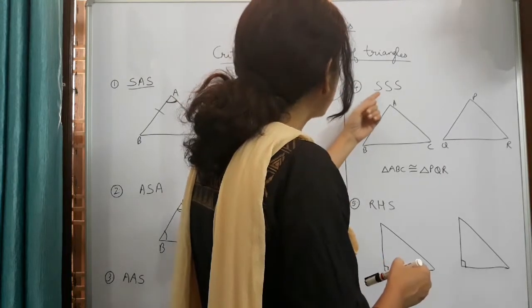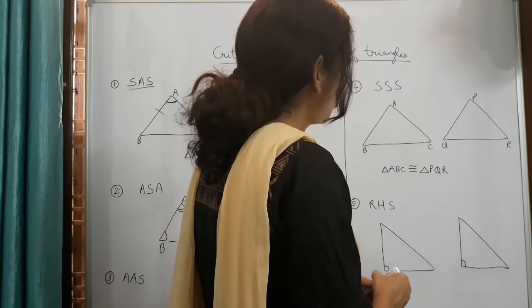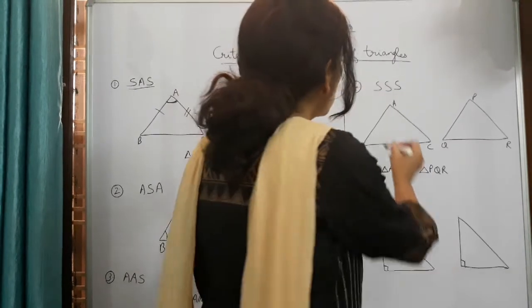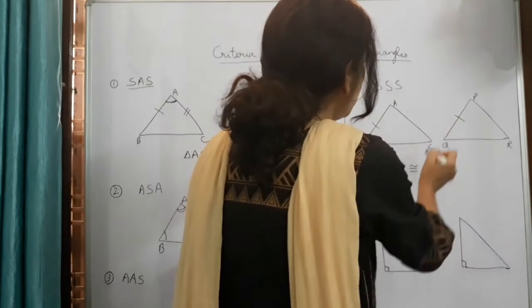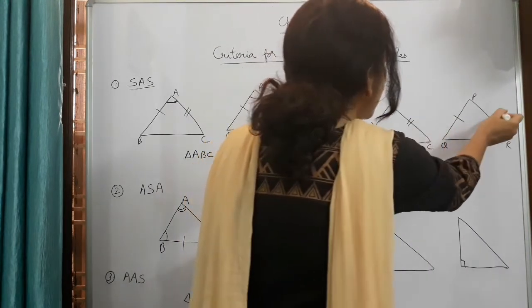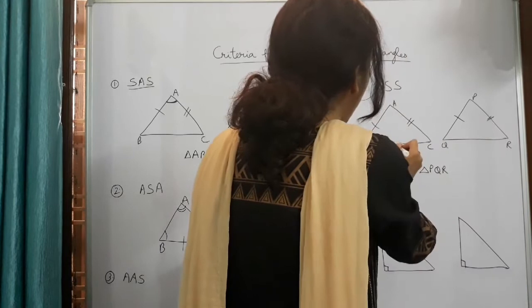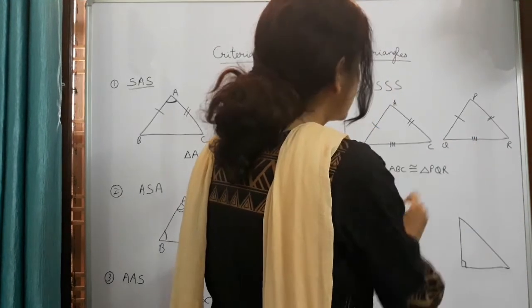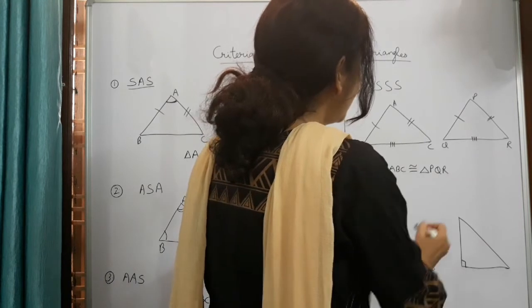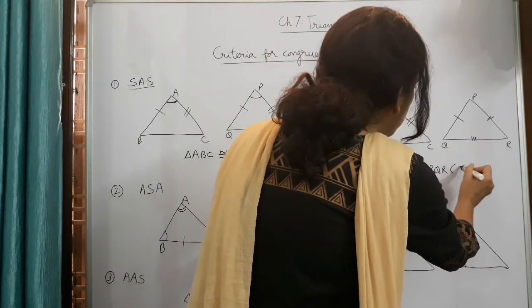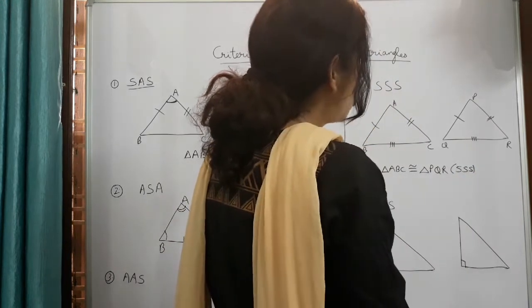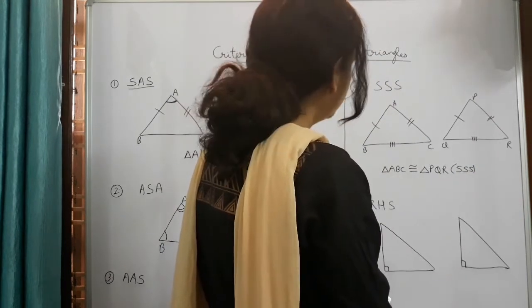Next is SSS criteria of congruence, that is side, side, side. So if AB is equal to PQ, AC is equal to PR and BC is equal to QR, then we can say that triangle ABC is congruent to triangle PQR by SSS criteria of congruence.